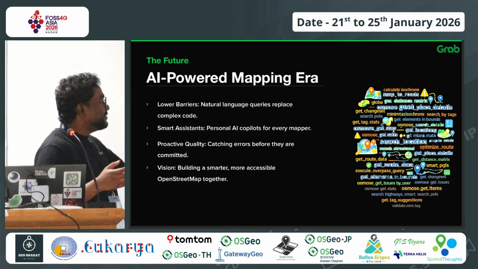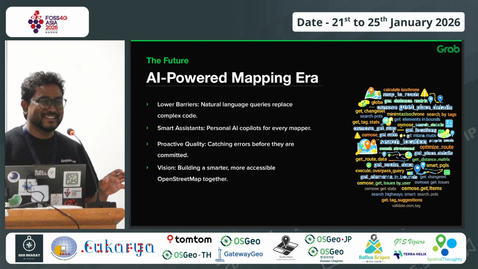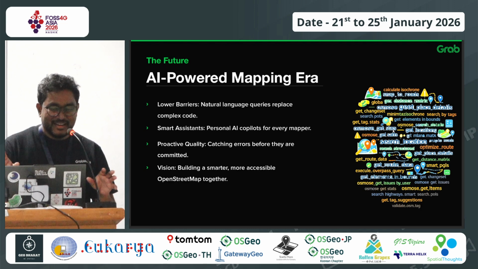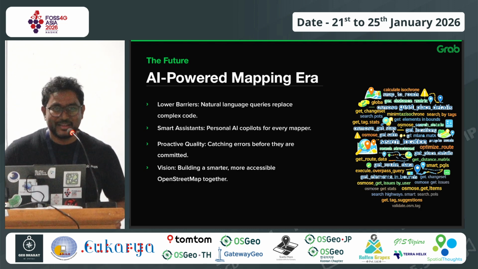Yeah, so this is a word cloud of all the tools, like 30 different tools there in that MCP. And this is the AI-powered mapping era. We can't ignore AI. We can make AI a friend, but you don't have to rely 100% on that. That's why we humans are there. We can verify what they are doing. Even if you are using an agent, you can read their thought process.